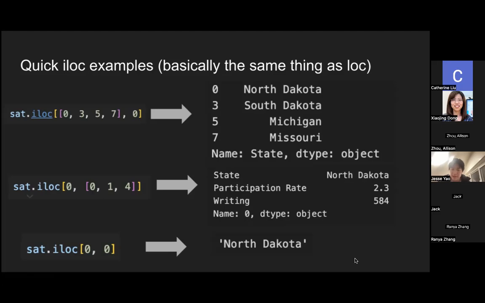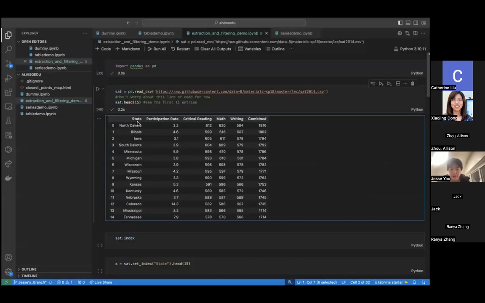And then again, probably the most important one on the slide is if you put two zeros, you get the 0th row and the 0th column and that value. So you literally get 0, 0, which in our table's case is North Dakota. It returns as a string.